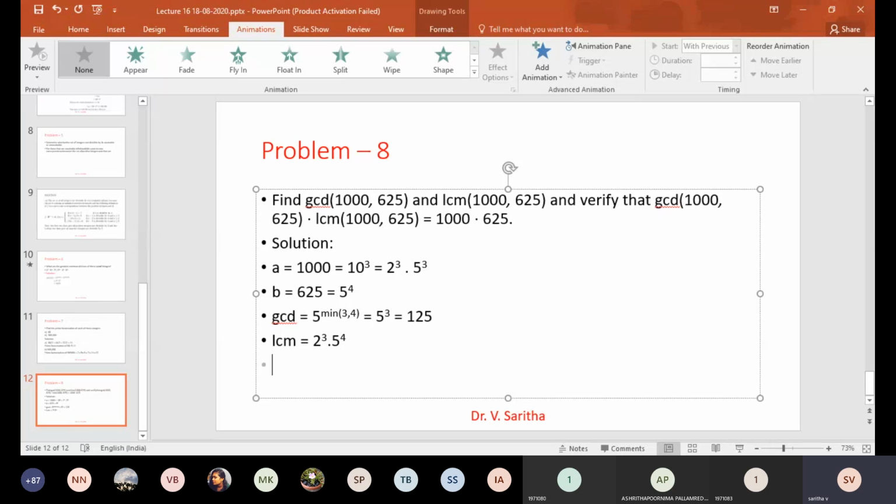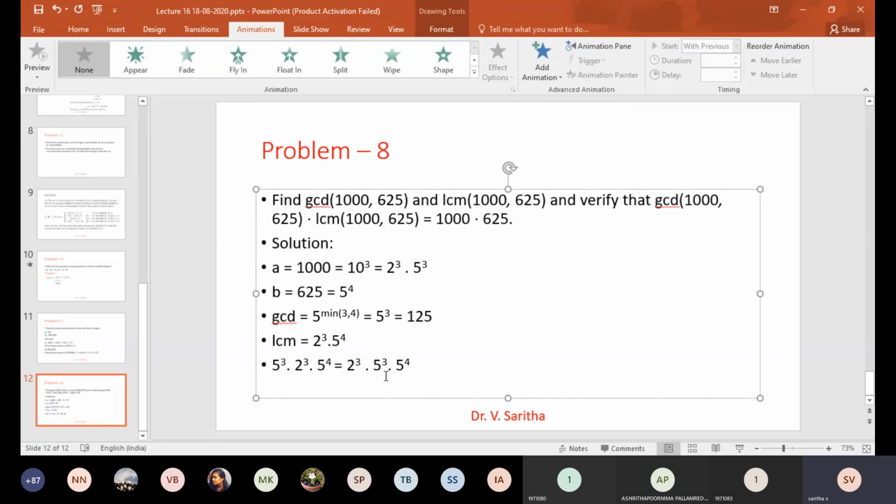So what we are asked to prove: GCD value, 5 power 3, into LCM, which is 2 cube into 5 power 4. Now we are supposed to make it as A into B, right? Here you can see that 2 cube is there, and 5 power 3 and 5 power 4. Only the order has been changed, that's all. So it can be easily observed that LHS and RHS are the same, because we have expressed in powers.